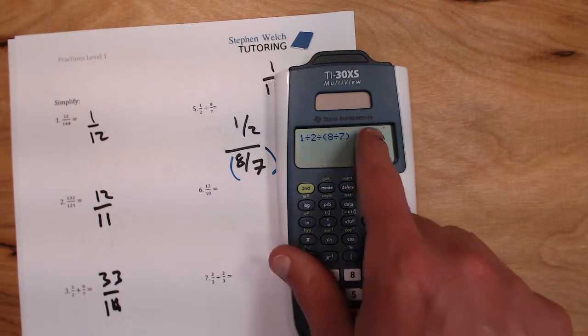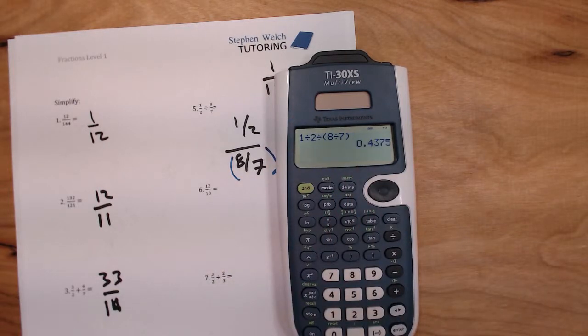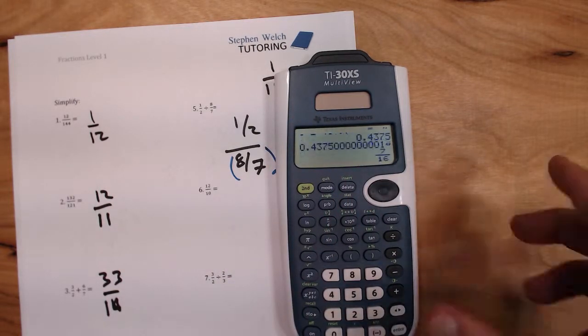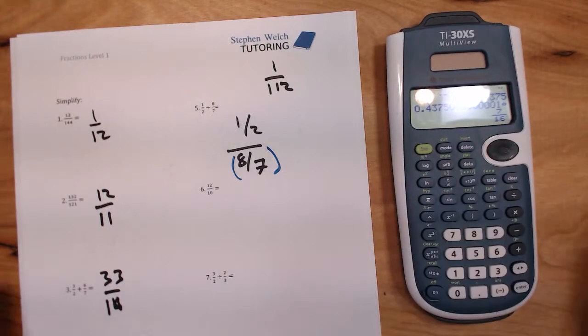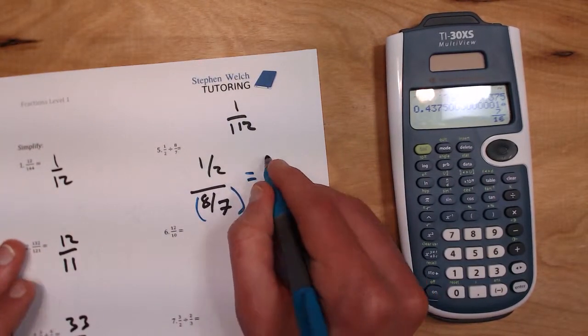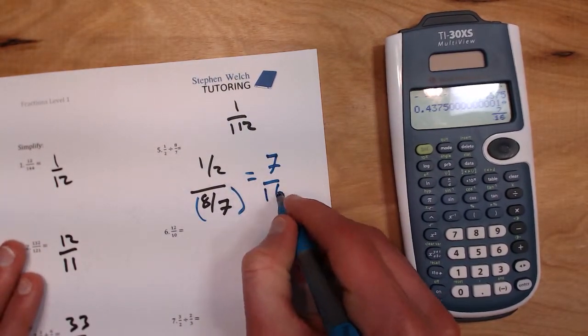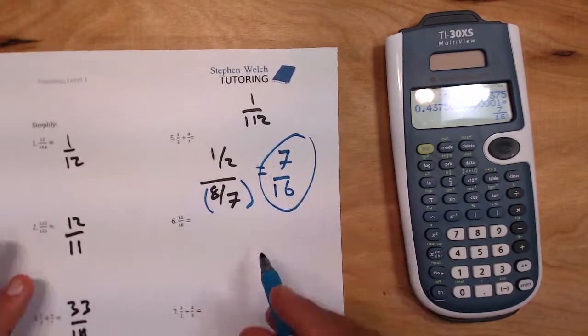All right, so the only thing I added was parentheses. And I think that's the right answer. Let me switch it, and it's 7 over 16, which is the right answer. So there you go. If you're dividing fractions on your calculator, make sure to put parentheses around the bottom fraction.